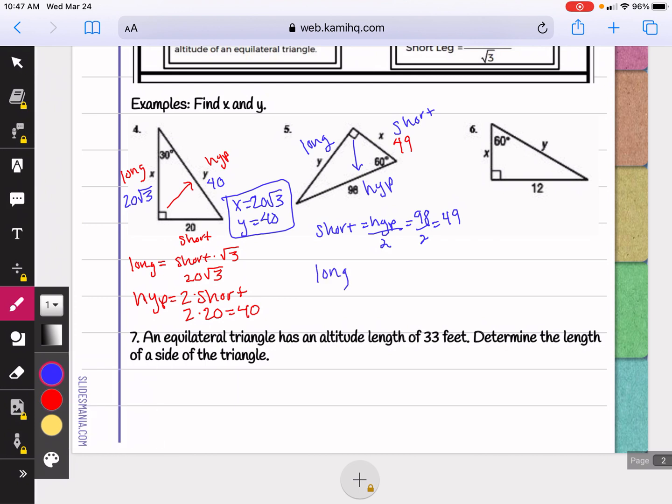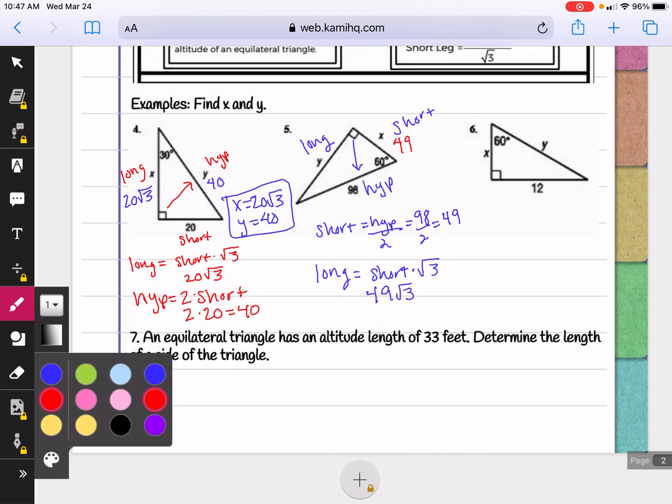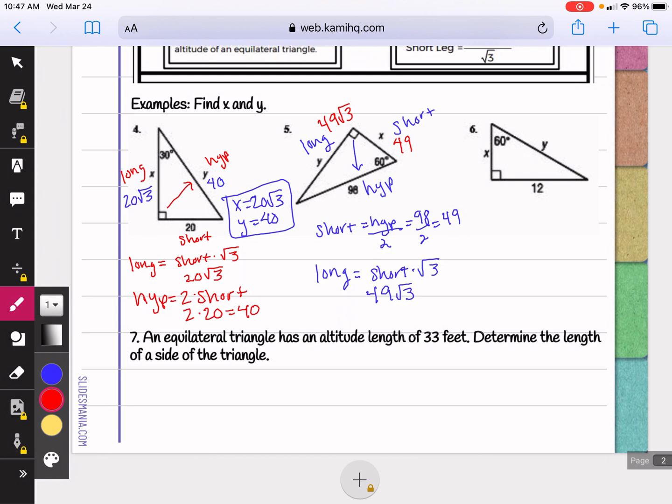And our long leg is equal to the short leg times square root of 3. So it would be 49 square root of 3. So for this problem, x equals 49 and y equals 49 square root of 3.